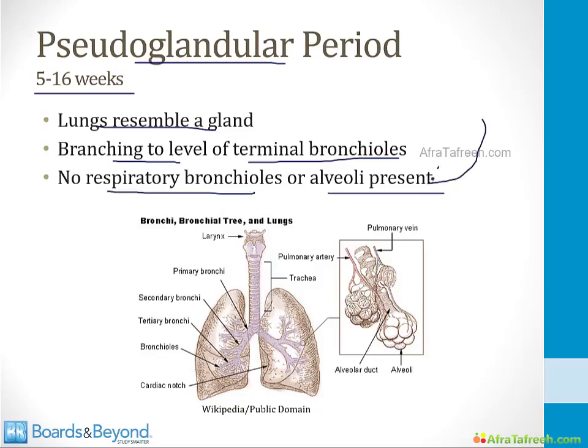But there are no respiratory bronchioles or alveoli present yet. And so if you know this fact, then you can understand why babies born before 16 weeks cannot survive, because they don't have any alveoli yet, so they will never be able to breathe.